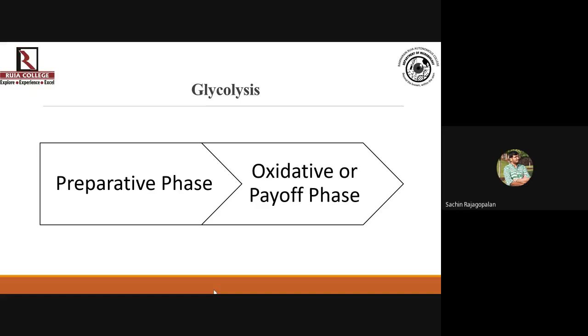So you are preparing the glucose molecule for its cleavage, for its lysis. That preparation of glucose is what we call the preparative phase, wherein you are trying to modify glucose in such a way that its cleavage is going to be easier and is going to release a good amount of energy. That's why you are preparing the glucose molecule, and that's why we refer to it as the preparative phase. And the actual phase wherein you get energy out of the process is the payoff phase or the oxidative phase.